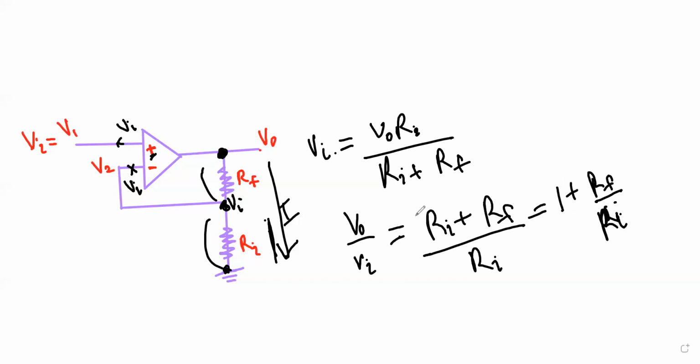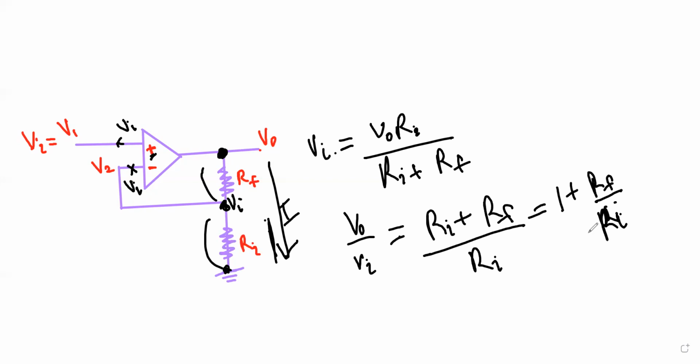If you know the Rf and Ri values of this kind of circuit, which is a non-inverting amplifier, you can directly substitute those values and get the voltage gain using this. So this is the main equation you need to remember for the non-inverting amplifier.